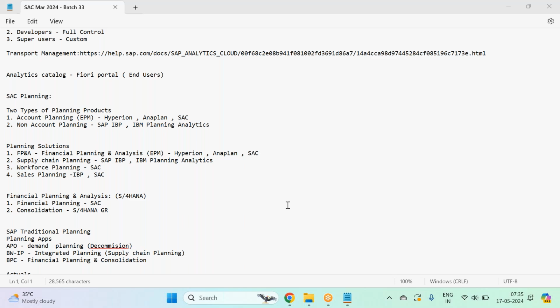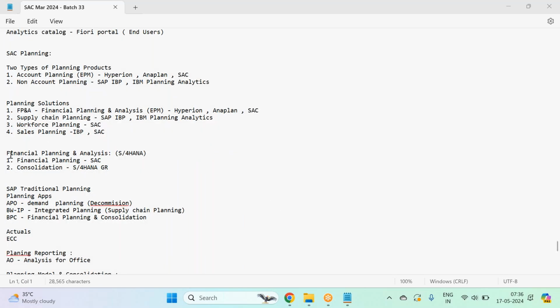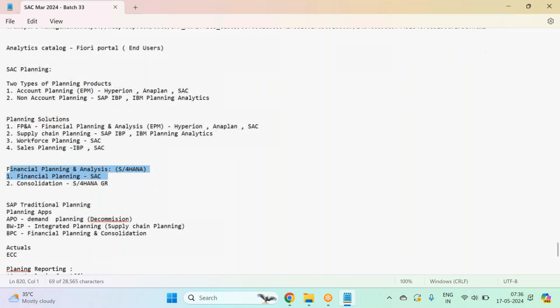And then I also spoke in detail about collaborative planning, how different plannings integrate with financial plan. Financial plan is a central component of organizational planning, where every planning component has to integrate with financial plan at some point of time. As part of financial planning, the entire planning happens in SAC. We extract the data from S4HANA to SAC, do all the planning here, and export the data back to S4HANA for consolidation. That is done through group reporting. So this is what I covered in the last session.